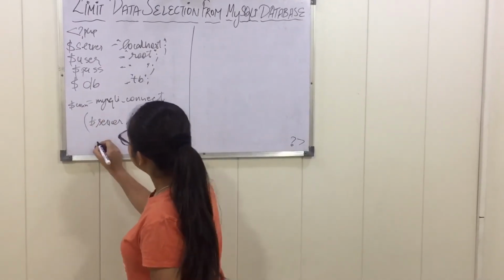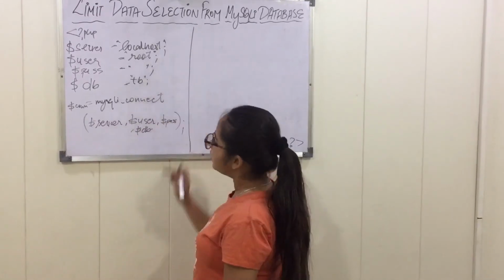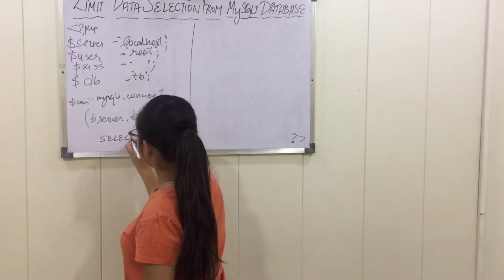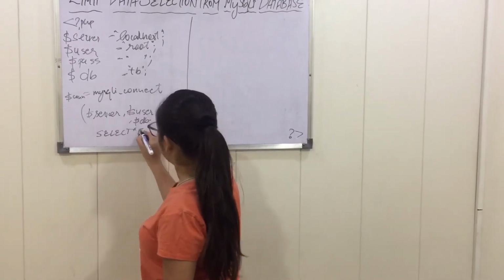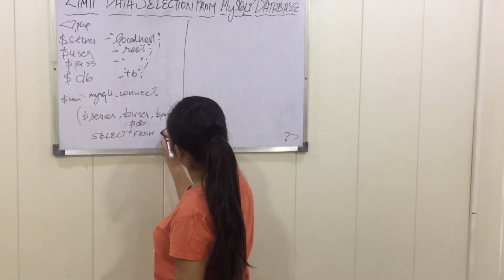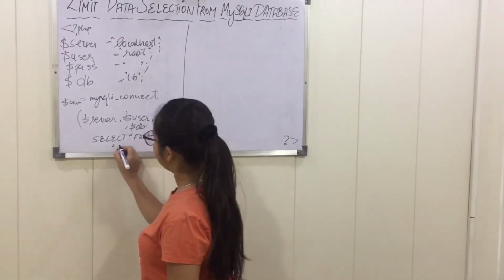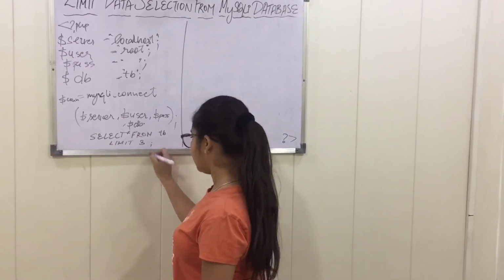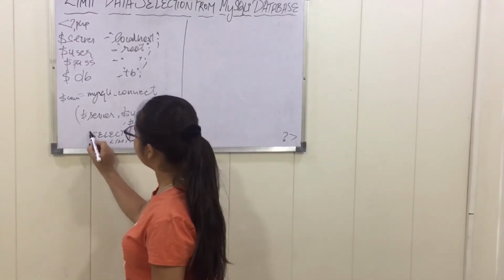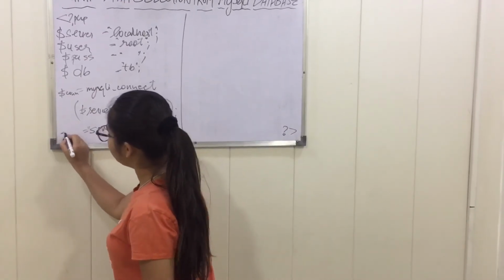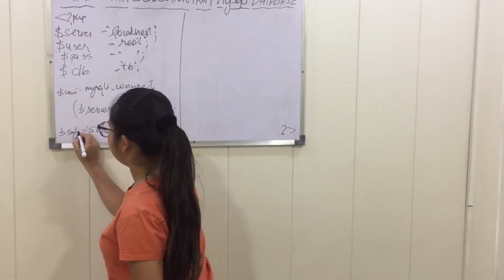After that we will put the syntax of the limit data, that is select star from the table name, that is TB. After that, put the limit. I need the limit to be 3 and then a semicolon, and this should be in double quotes. And now we'll put this into a variable. Suppose my variable name is $sql.